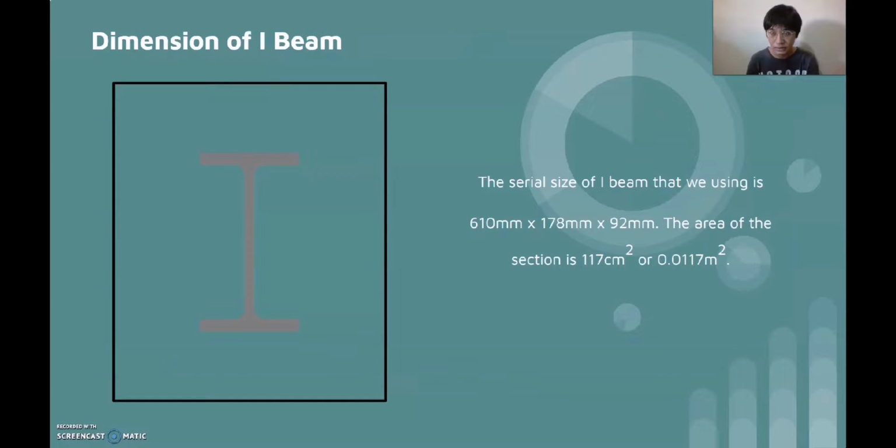This is the dimension of I-beam. The serial size of I-beam that we're using is 610 mm times 178 mm times 92 mm. The area of the section is 117 cm squared, or 0.0117 m squared.